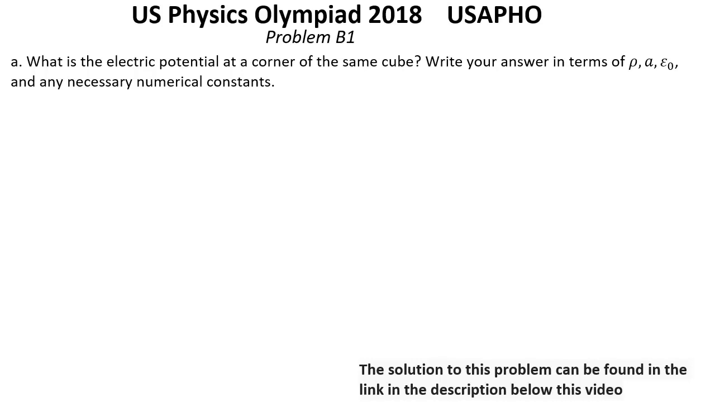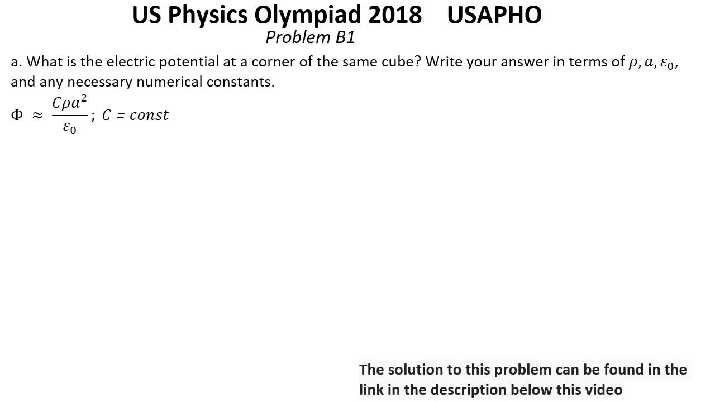Solution. By dimensional analysis, the potential is approximately C rho A squared over epsilon 0, where C is some kind of dimensionless constant. Note that the cube of side length A consists of 8 cubes of side length A over 2, each with a corner at the center of the larger cube.